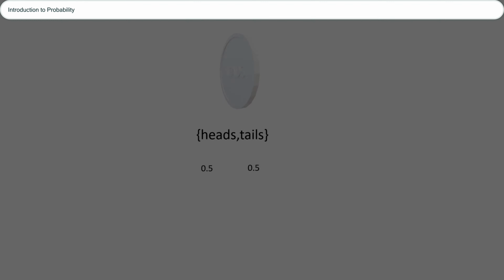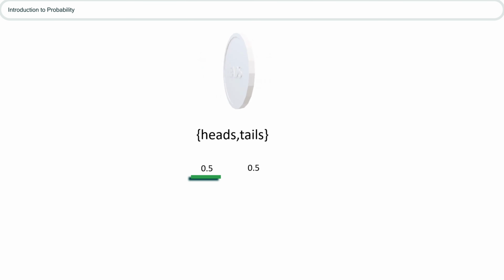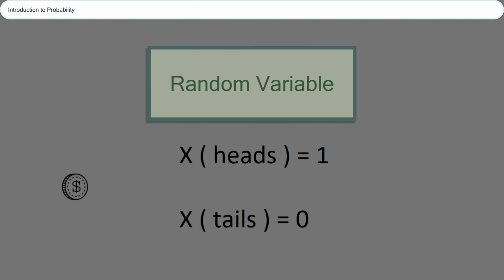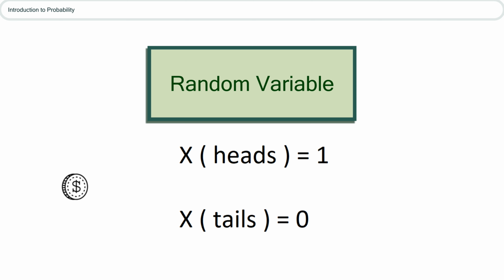Another example is flipping a coin. The probability of the heads event is 0.5. It is equal to the probability of the tails event. In a probability distribution, a random variable is a function that assigns a number to each elementary event of the sample space.